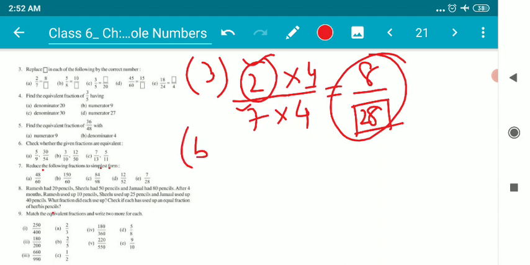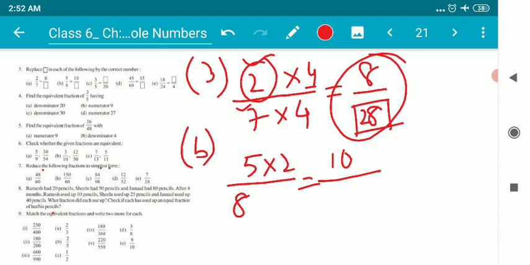Next one, number B, 5 by 8. That is equal to 10 by something. Children, at what condition does 5 become 10? When we multiply it by 2. So the denominator also we have to multiply by 2. So 5 2s are 10 and 8 2s are 16. Children, this is how we have to find out all these missing numbers.